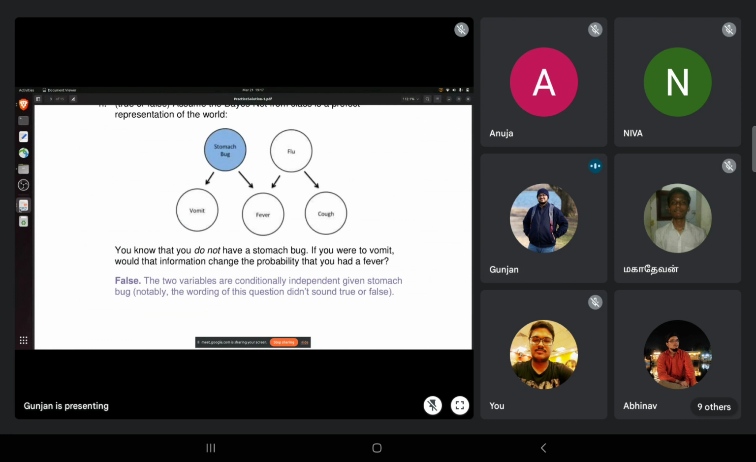Sir, for fever, we can also use the second rule, the Markov rule, that it is dependent only on the parent and child. Fever doesn't have any child and other parents of my child. So nothing. So see, it is independent. Given stomach bug, you can only say that fever is conditionally independent of vomit. However, you cannot say that fever is conditionally independent of cough given stomach bug, right? You can only say that fever is conditionally independent of vomit.